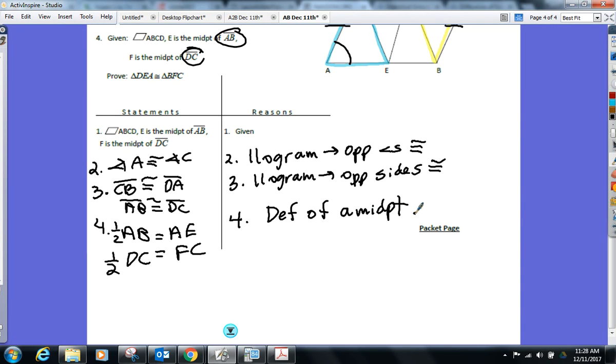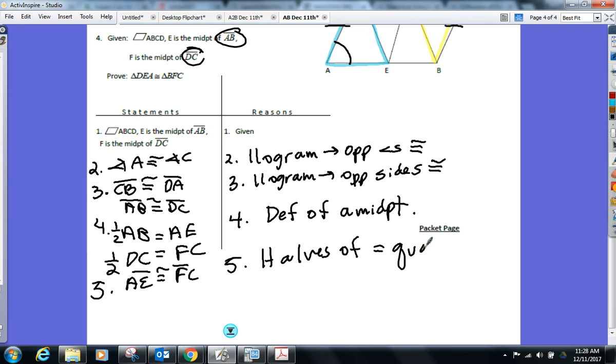Now we're ready. What's the theorem say? Halves of equal quantities are equal. So what can I say now? AE is congruent to FC. Halves of equal quantities are equal. And that should give you your pair. Method: side angle side.